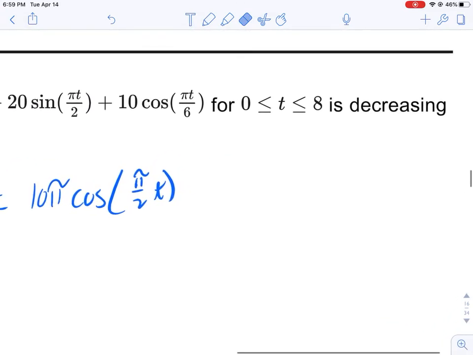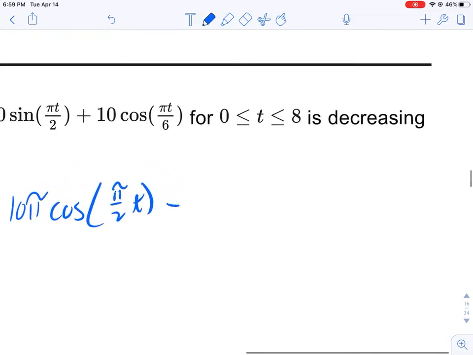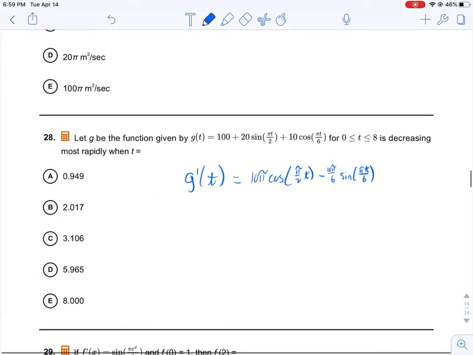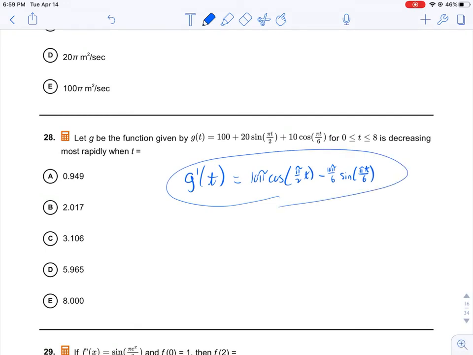So that's 10 pi cosine, and then a similar thing here. The derivative of cosine is negative sine. Keep the inside the same, multiply by the derivative of the inside, which is pi over 6, times 10, which is 10 pi over 6, or you could reduce it to 5 pi over 3, which I did on my handwritten version. If g prime is negative, that's where it's decreasing. And we want to know where it's decreasing most rapidly, which is just going to be the minimum of g prime.